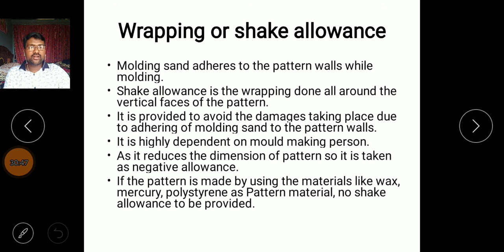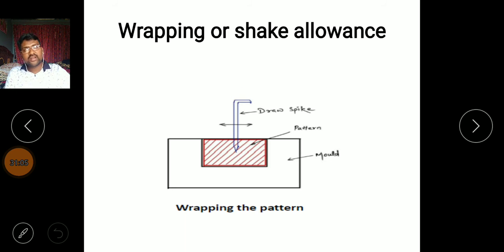Next, if the pattern is made using materials like wax, mercury or polyester as pattern material, no shake allowance is to be provided. I already told you, in these cases the pattern is expendable, so we do not provide wrapping or shaking allowances. It is the diagrammatic representation of wrapping or shaking allowance at the time of molding. By using a spike, we apply some force on the pattern. In that case, it will wrap or shake. During this time, it is easy to remove the pattern from the mold.